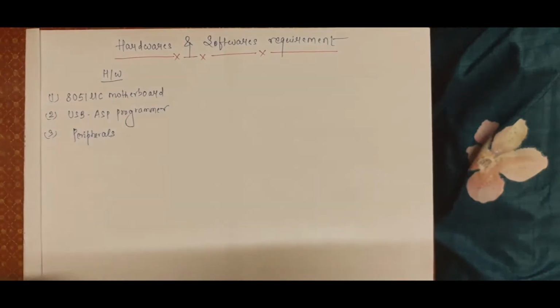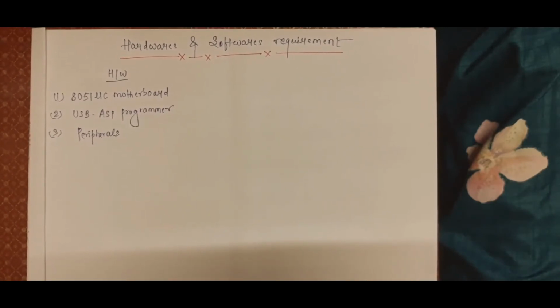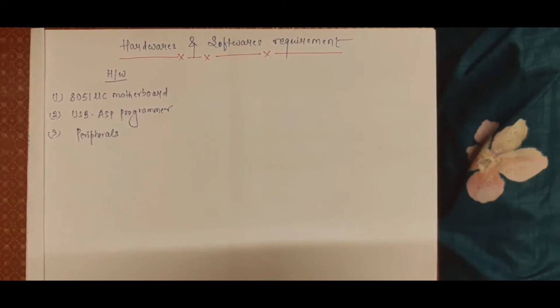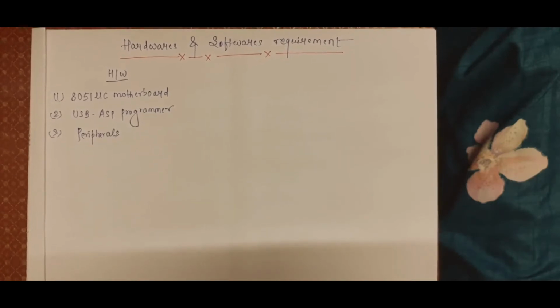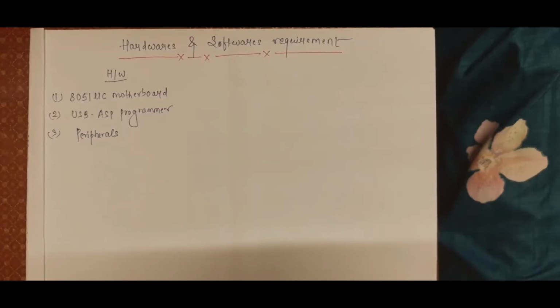Now the third requirement is peripheral. The requirement of peripheral will be dependent on the application, which particular application you are working on. For example, if you are making one EVM machine, then you need some switches, you need some display, etc. If you are making one thermometer, then you need a temperature sensor, you need one display. So the requirement of peripheral is totally dependent on the application. So here I have two peripherals with me.